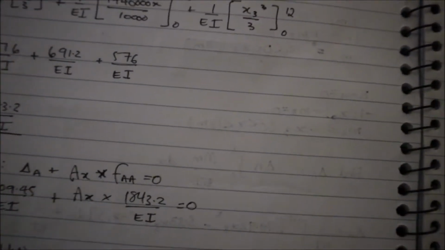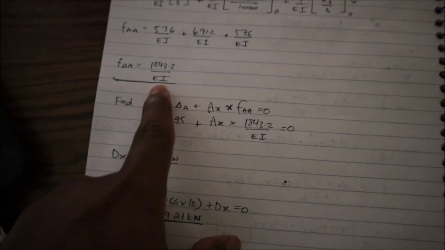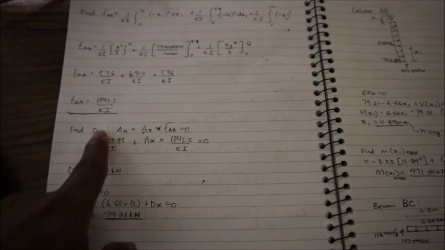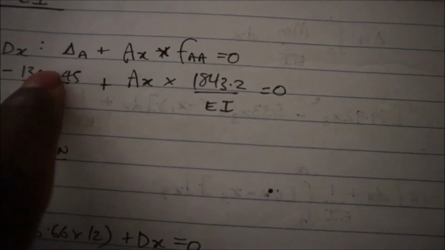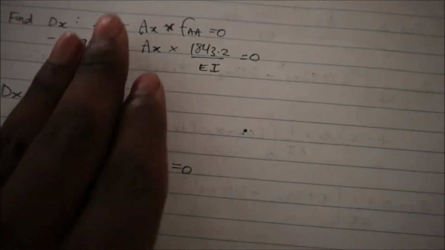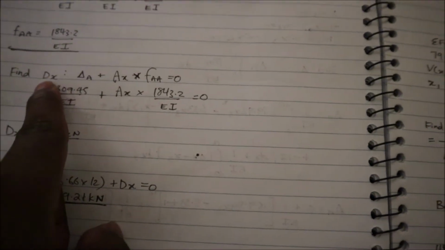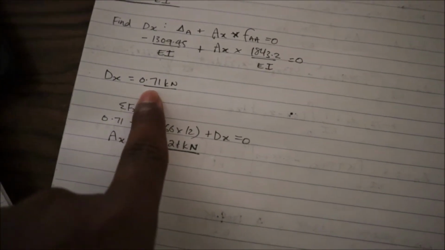Now our job is to find the FAA. We've done all the necessary calculations once again, and we have come to our value of 1843.2 over EI. Now we have to find our dx. With the dx, we're given a formula to use, and we have used this formula to find the answer. Remember, we have already solved for everything. We just have to find the dx. We input everything in the formula, and we come up with our final answer of 0.71 kilonewtons.